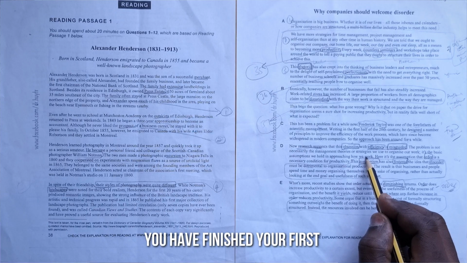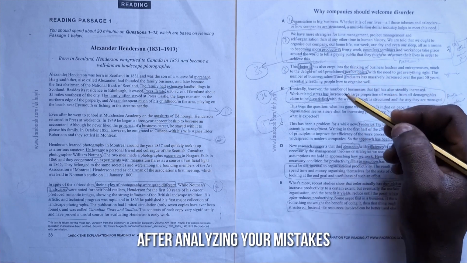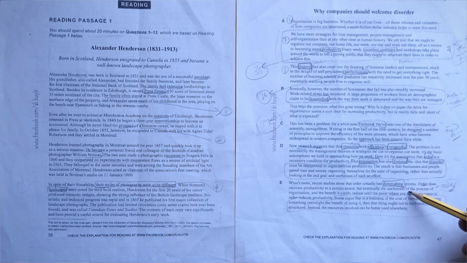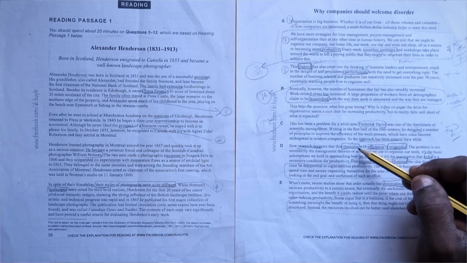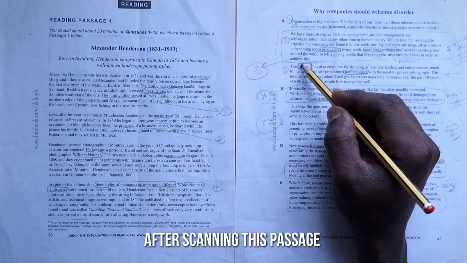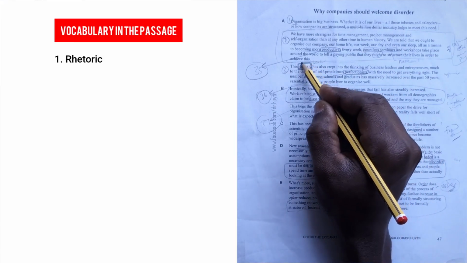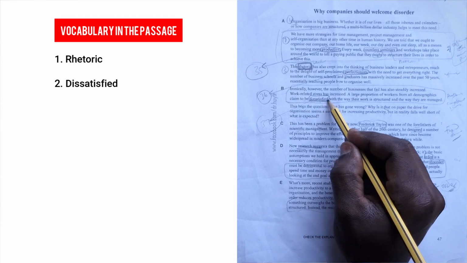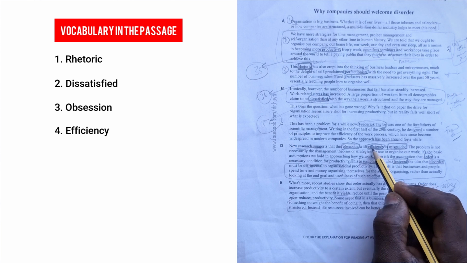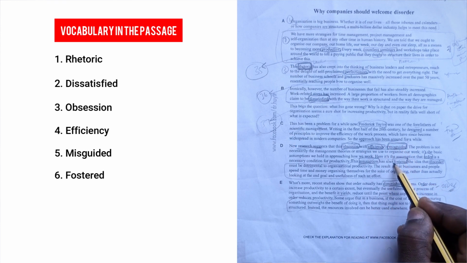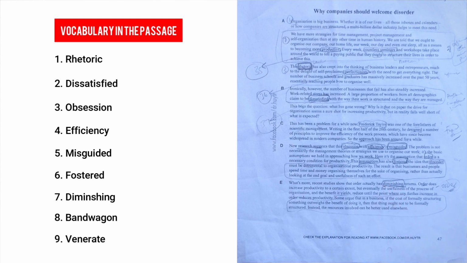For example, you are finished with your first reading practice session for the day. After analyzing your mistakes, you need to scan the passages one more time. In doing that, you are looking for the vocabularies you came across but didn't know their meanings. Let's see, after scanning this passage, I came across these vocabularies: rhetoric, dissatisfied, obsession, efficiency, misguided, fostered, diminishing, bandwagon, venerate.